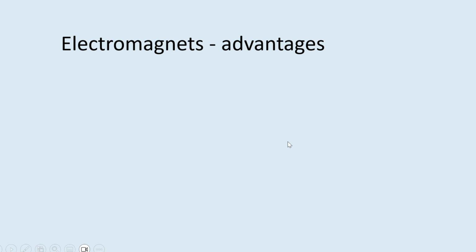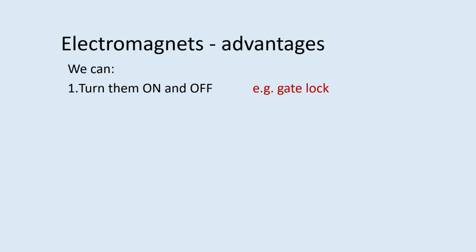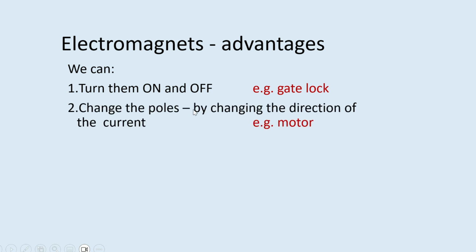Electromagnets have advantages over permanent magnets. You can turn them on and off. The gate at the front of the school, if you push the remote, it turns the electromagnet off and thus opens the gate. You can change the poles by changing the direction of the current.